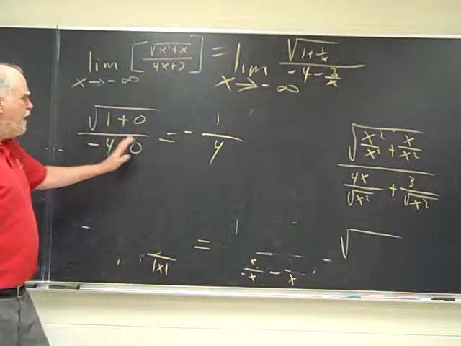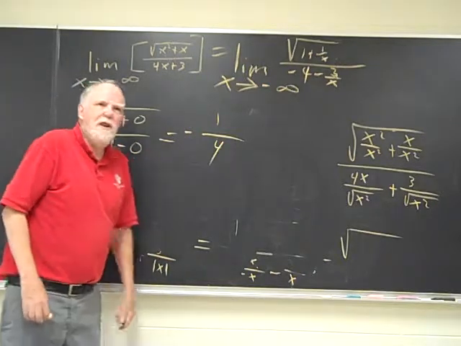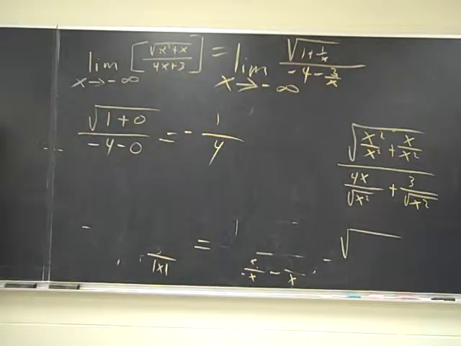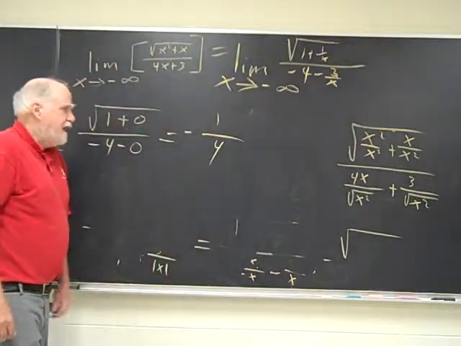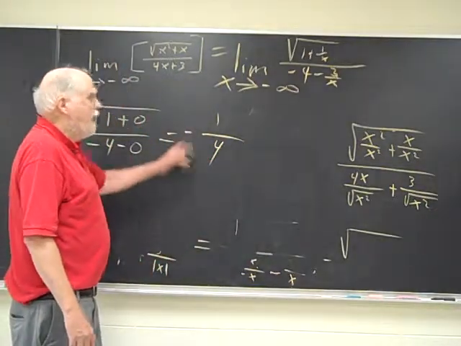Had you made the error that I showed you originally, by just putting the x in there and not really dividing by the square root of x squared, and understanding that that's the absolute value of x, you would have ended up with positive 1/4.